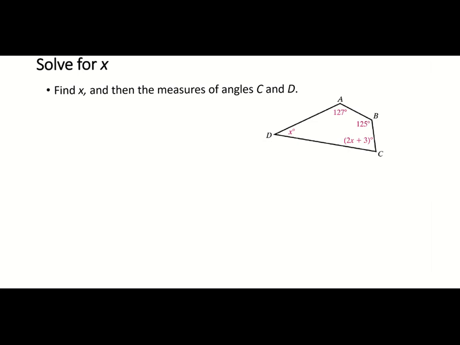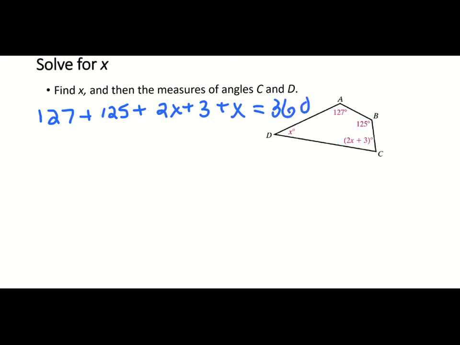All right, so here they just want us to find the value of x and then find the measures of angles C and D. We just talked about it. I know that all 4 angles in a quadrilateral will always equal 360. So I'm going to add my 4 angles together. I'm going to add my 127 plus my 125 plus 2x plus 3 plus x and make it equal to 360.